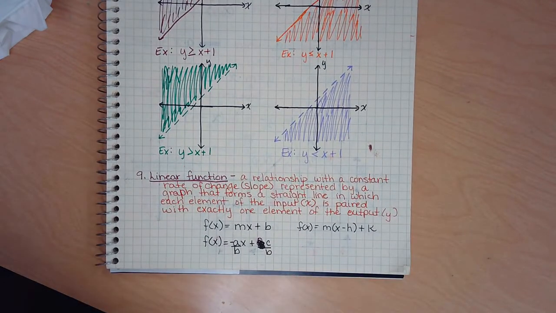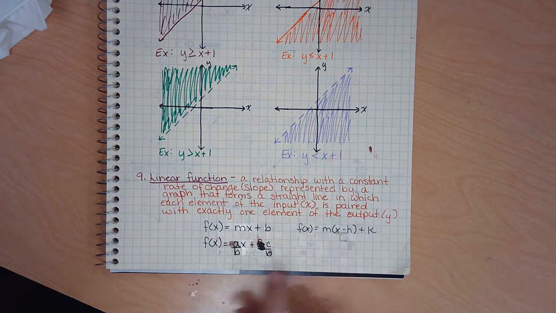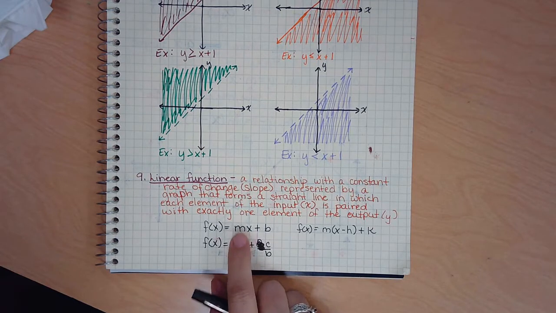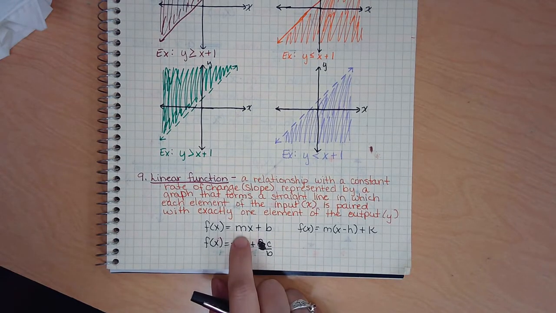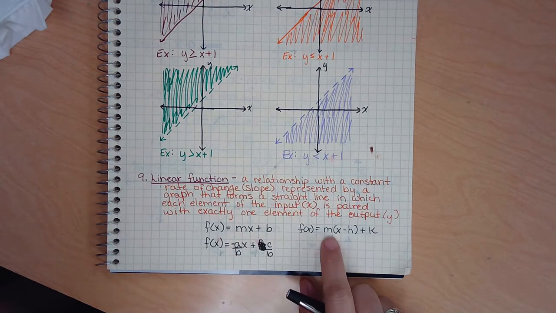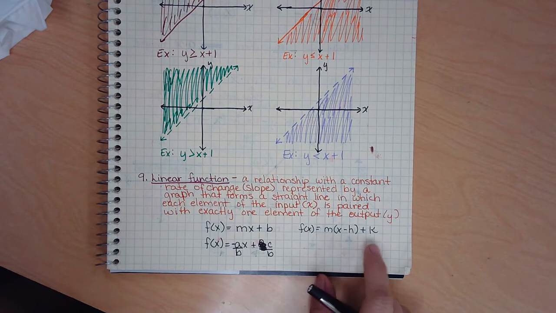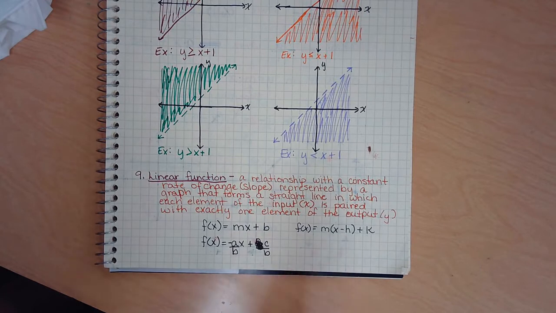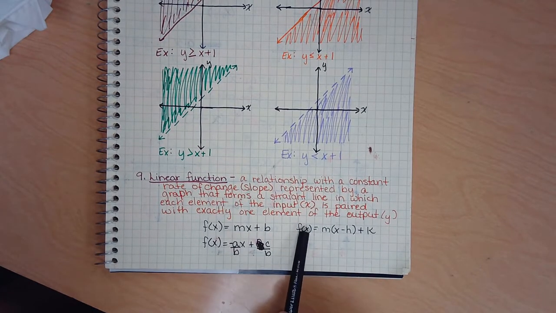Okay, linear function is a relationship with a constant rate of change or slope represented by a graph that forms a straight line in which each element of the input, x, is paired with exactly one element of the output, y. So again, we use the same forms, but we do have to rewrite some of them. f of x equals mx plus b is the same as the slope-intercept form. This is the rewritten point-slope form, m times x minus h plus k. We just rewrote it so that basically y was by itself, and that changed it to f of x.